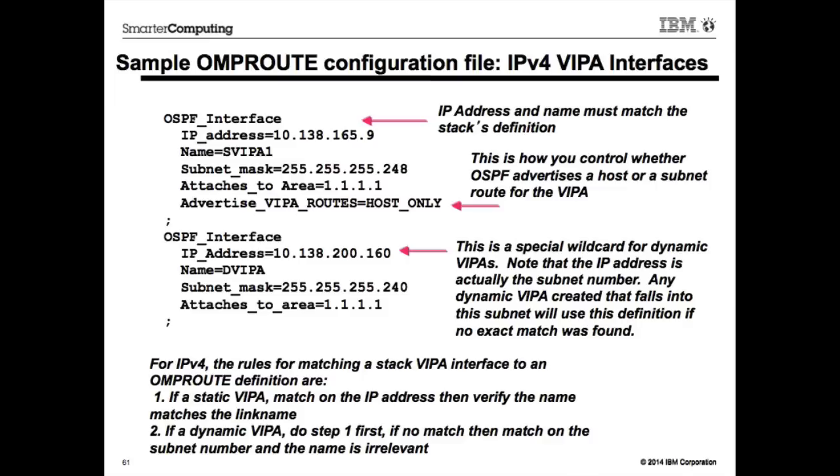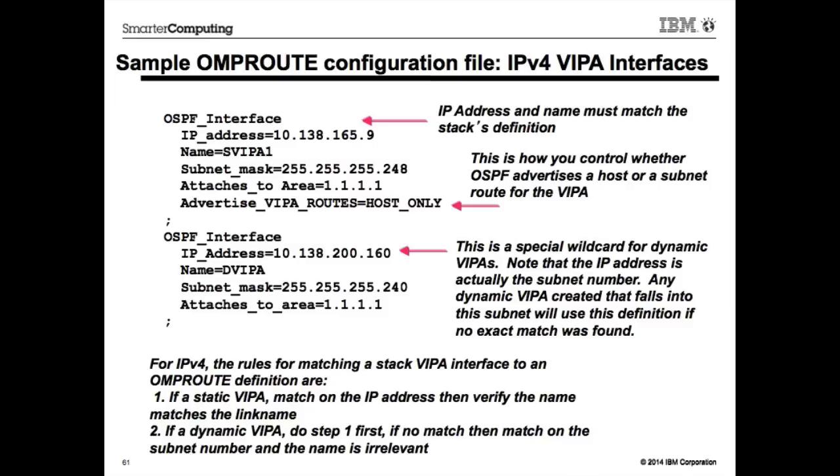Next, slide 61, we got to configure some OSPF interfaces. I'll start with a couple of VIPAs, right? VIPAs are OSPF interfaces as well, and VIPAs also attach to areas. That may not be clear, but they are part of an area topology. You have to pick an area for VIPAs to belong to. So you define a VIPA, you tell me the IP address, and you tell the name. They must match the stack's definition. And then you have the subnet mask. You have to tell OMPROUTE what the subnet mask is, and OMPROUTE does not support the slash notation, so you have to code it as a mask.